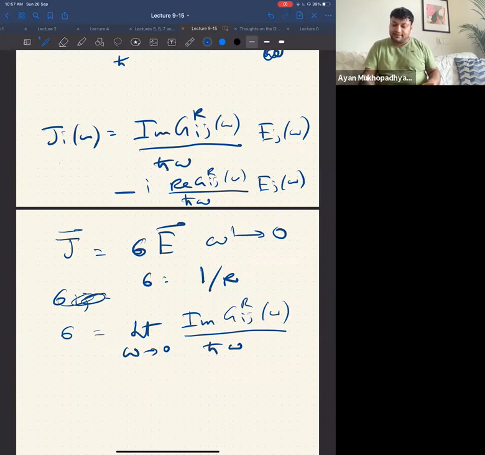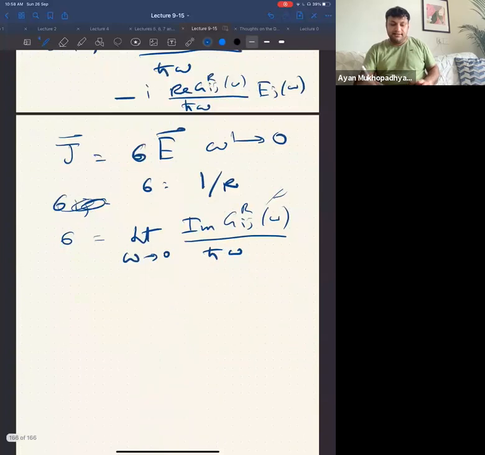Now you see it has a classical limit, because the imaginary part of G^R_ij is nothing but a commutator. The commutator is always of order H bar, so divided by H bar, it will have a classical limit. And you take a division by omega. You also have to take a division by omega, and then the limit of this would give you the conductivity.